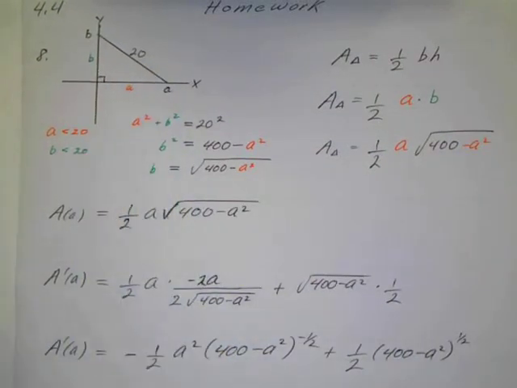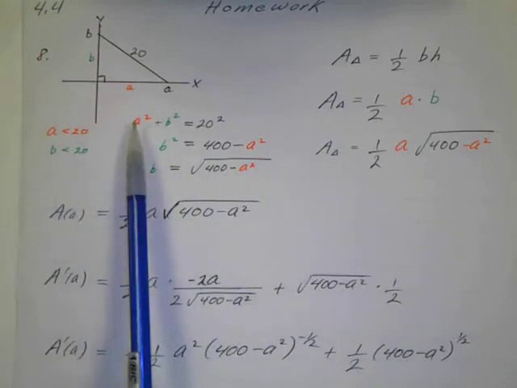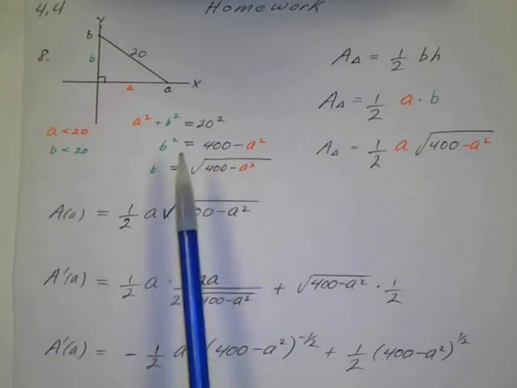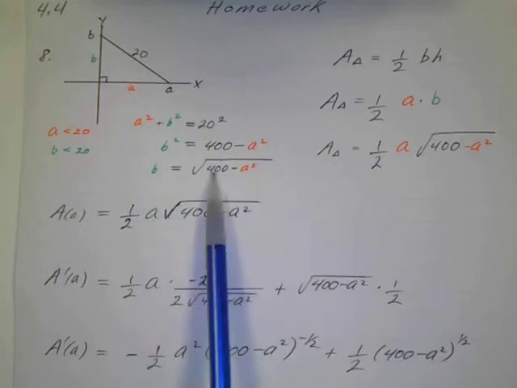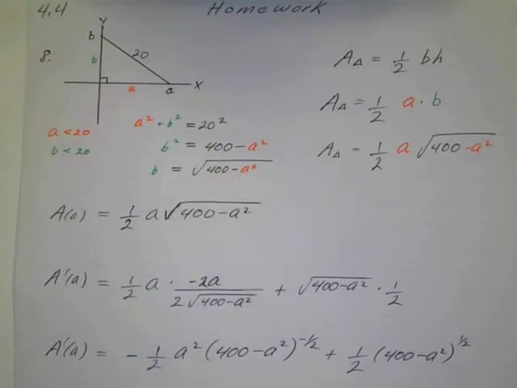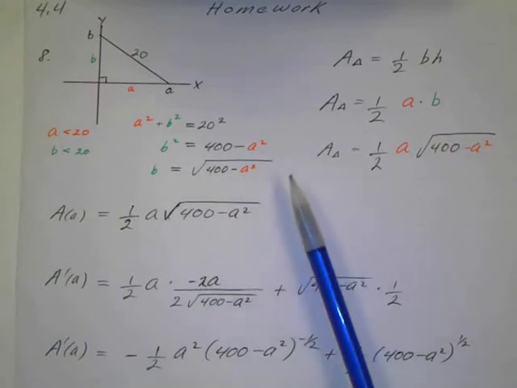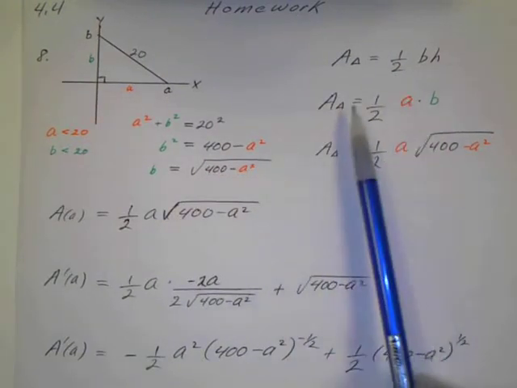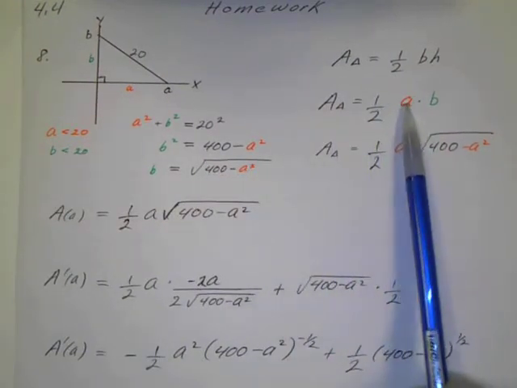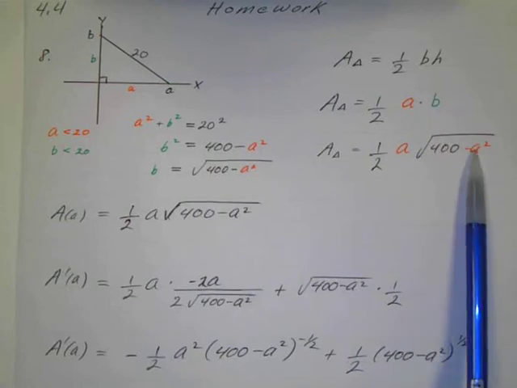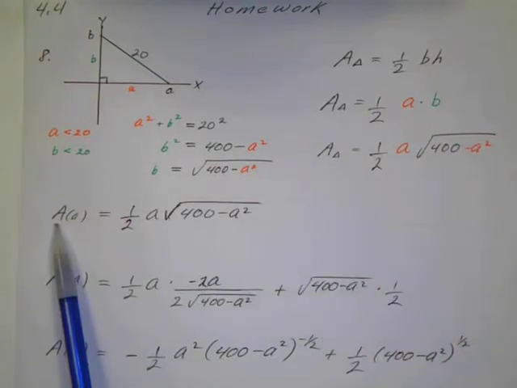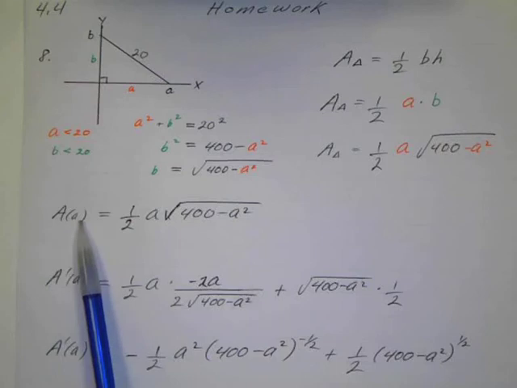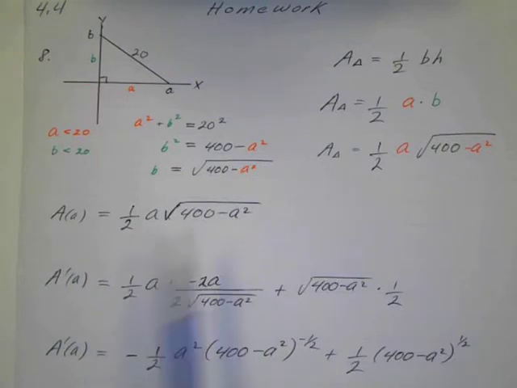Since I know the hypotenuse, I have a constraint on these two values. They have to be related in this very special relationship: A squared plus B squared equals 20 squared. So B squared equals 400 minus A squared, so B equals the square root of 400 minus A squared. In the area formula, instead of B, I write the square root of 400 minus A squared. Now I've got it all in terms of A, so area as a function of A equals 1/2 A times the square root of 400 minus A squared.